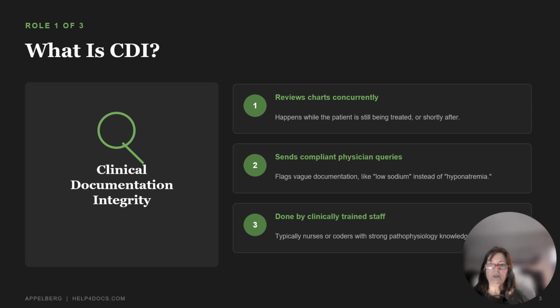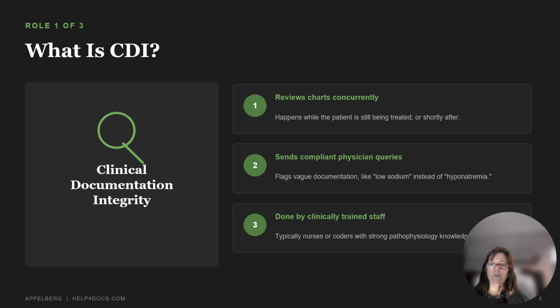CDI stands for Clinical Documentation Integrity. Sometimes you still hear people call it Clinical Documentation Improvement, which is the older name for the same field. At its core, CDI exists to close the gap between what actually happened to the patient clinically and what got written down in the chart.